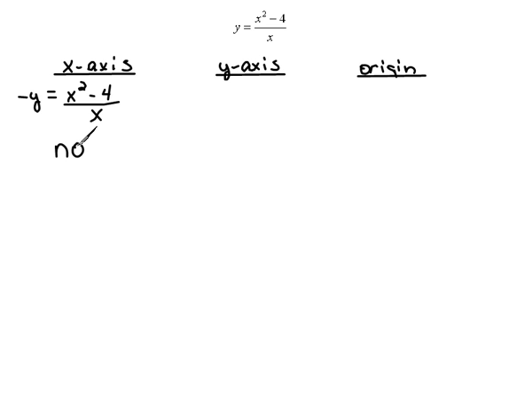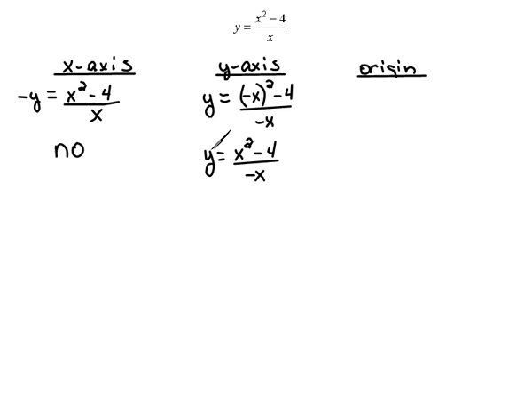Let's try y-axis. Back from our definition, it said to replace the x's with negative x and see if we get the same equation. So we're going to have y equals, instead of x squared, we're going to do negative x squared minus 4 over negative x. Now when we simplify that, negative x squared is positive x squared minus 4 over negative x.